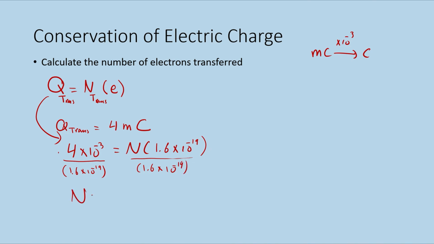Then n is equal to 2.5 times 10 to the power of 16 electrons. This is the amount of electrons that were transferred.